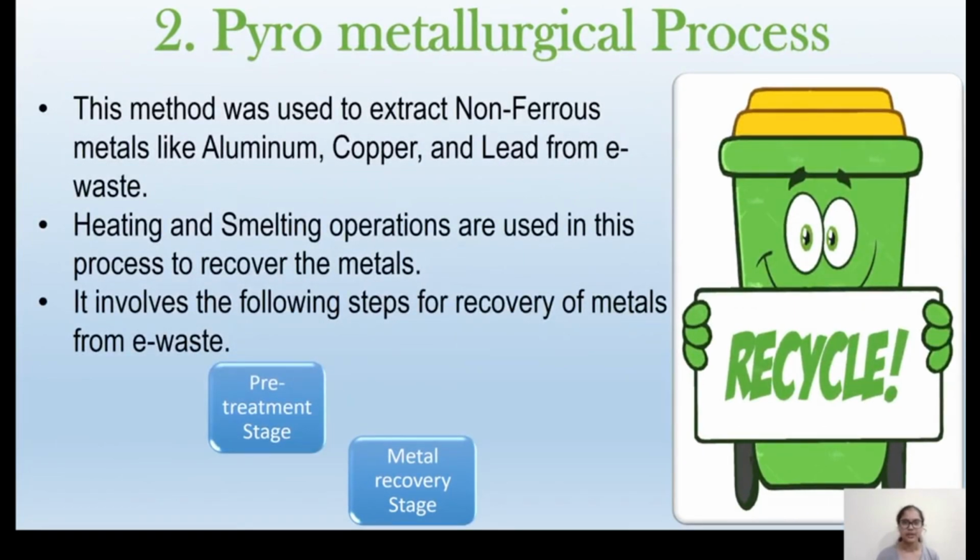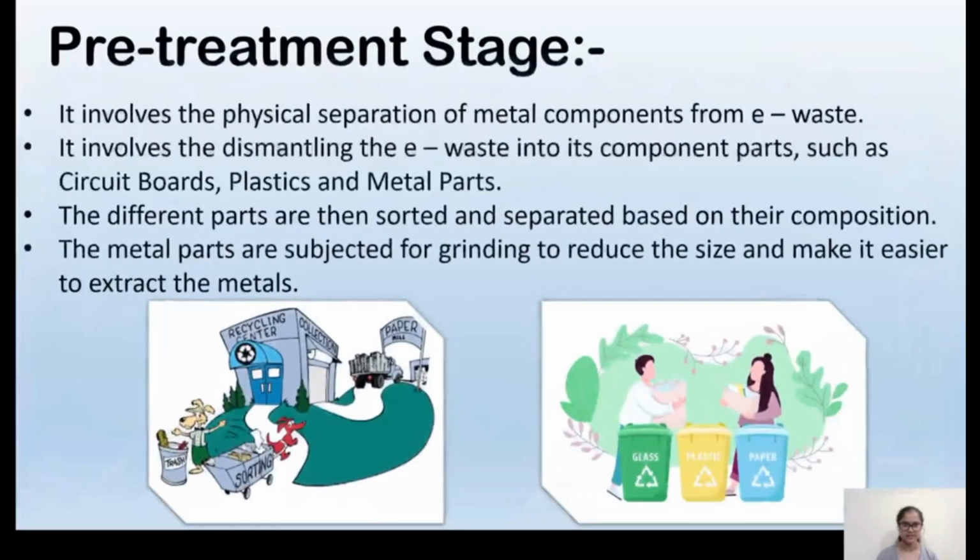Next step, pyrometallurgical process. This method is used to extract non-ferrous metals like aluminum, copper, and lead from e-waste. Heating and smelting operations are used in this process to recover the metals. It involves the following steps for recovery of metals from e-waste: pre-treatment stage and metal recovery stage.